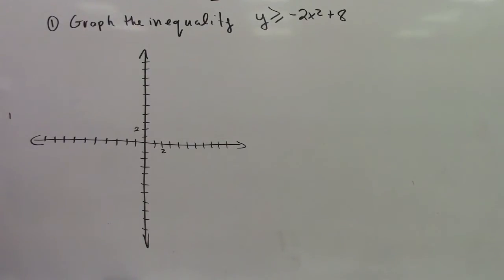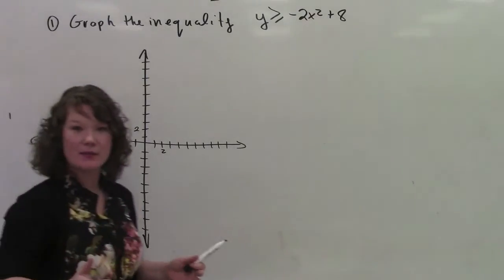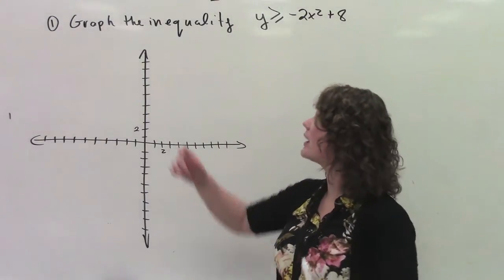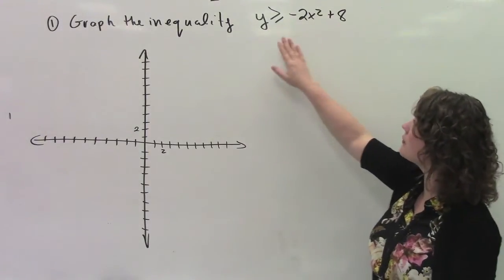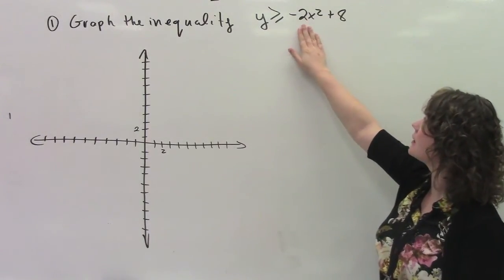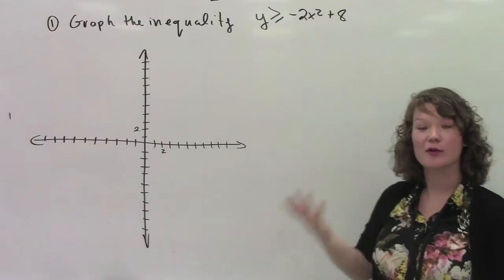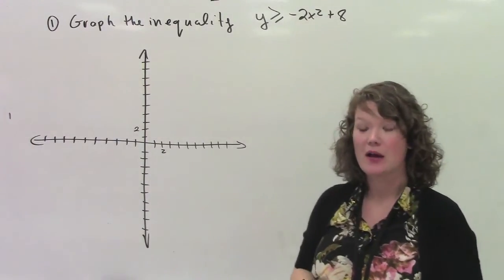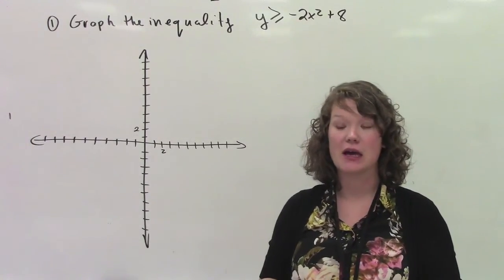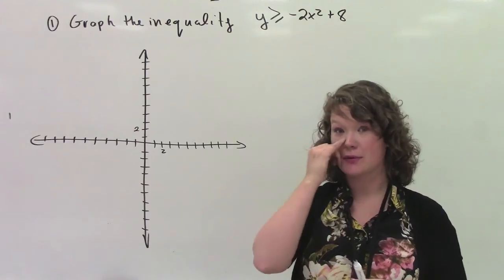Example number 1, graph the inequality y is greater than or equal to negative 2x squared plus 8. This is something that we should be able to do right away. If we wanted to graph y equals negative 2x squared plus 8, we're going to be using those rules for graphing that we learned in the previous unit.